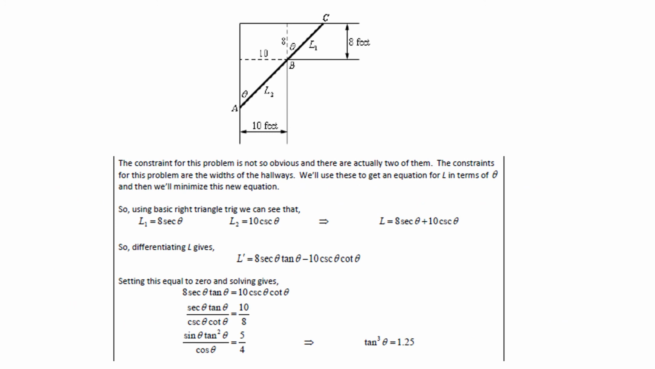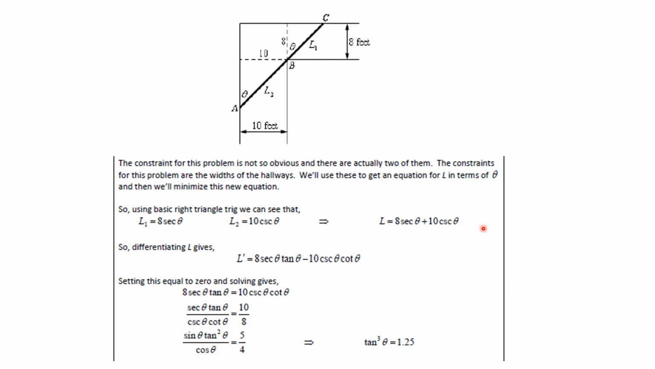Okay, so the constraint on the problem was maybe not so obvious, and in fact there are two constraints. They're going to be the widths of the hallways, and we use these to get an expression for L in terms of theta, and then we'll minimize this new equation. From right triangle trigonometry, L1 is equal to 8 times the secant of theta, and L2 is equal to 10 times the cosecant of theta. That means L is the sum of L1 and L2. So this is the thing we're going to take the derivative of.